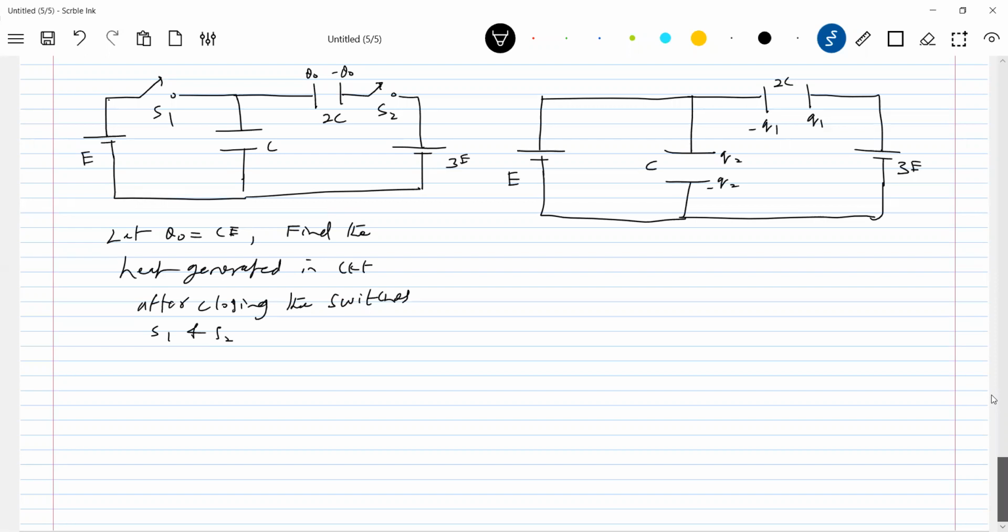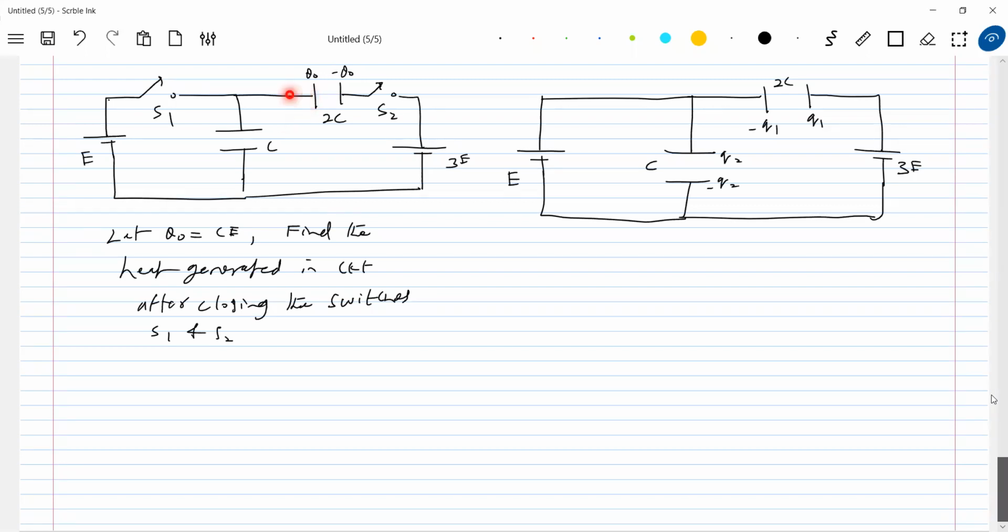Any isolated junction? Look at this, the charge of these two plates must be conserved. It's a very good, simple problem. It's available in the book without initial charge. It's very easy. If I bring in an initial charge, it becomes a little bit interesting.